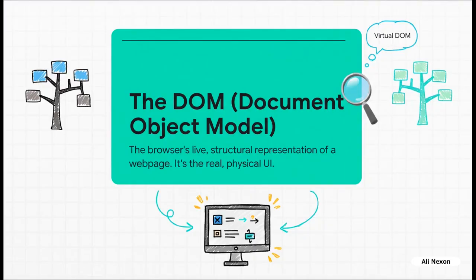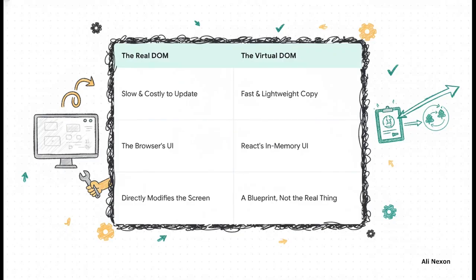Okay, so every time you load a web page, the browser builds this thing called the Document Object Model, or the DOM for short. Just think of it as a live, tree-like structure of everything on the page. It literally is the user interface. But here's the catch. Directly changing this real DOM is, well, it's slow. Every little change can force the browser to do these expensive recalculations, which can grind the whole user experience to a halt. And this is where React's solution comes into play.